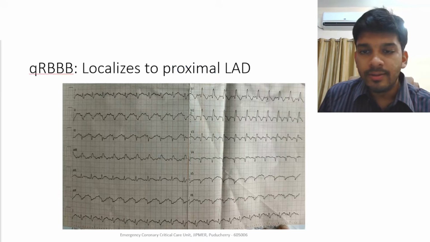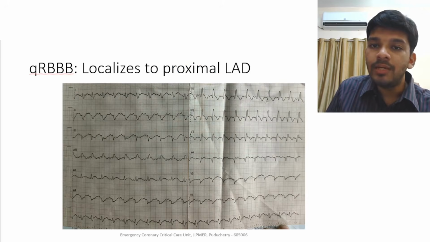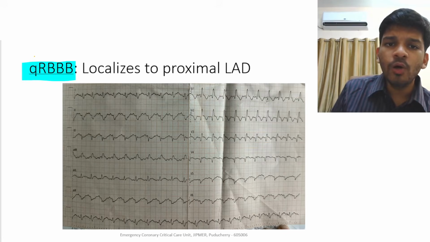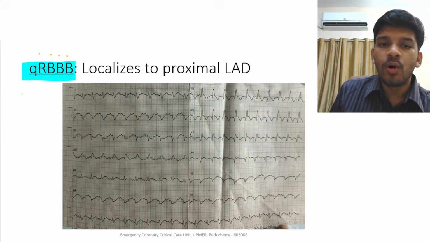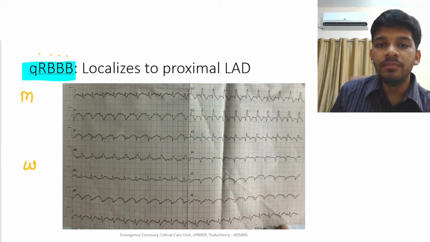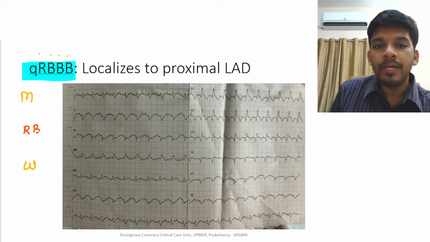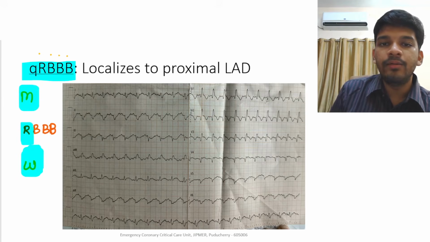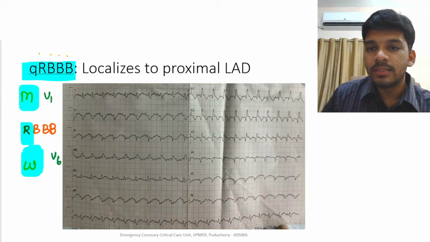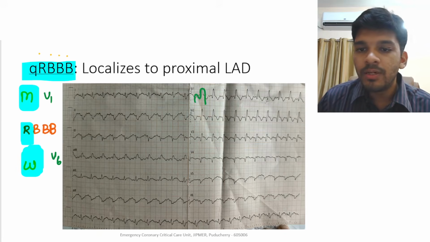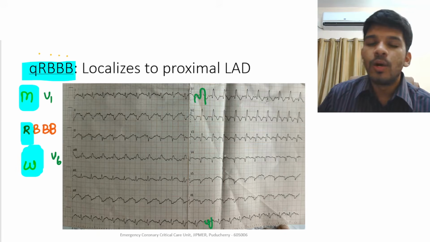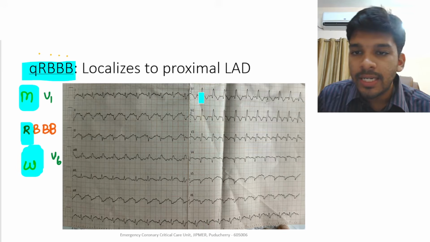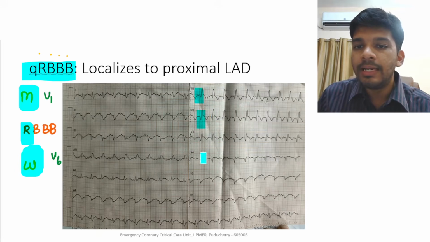Okay. Now, one thing that we have discussed here is the QRBBB, which localizes to proximal LAD. So just have a look here at the ECG. How do you pick up right bundle branch block involvement? Our classical mnemonic for that is Marrow and Williams. If it is an RBBB involvement, you will get an M pattern in lead V1 and a W pattern in lead V6. Here you can very well make out the M that is formed here and the W that is formed here. So an M and a W is seen, so it is a right bundle branch block pattern, and you are able to make out Q waves. So indeed the occlusion here should be proximal LAD.